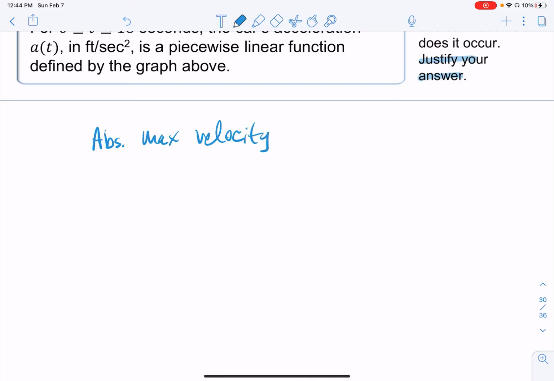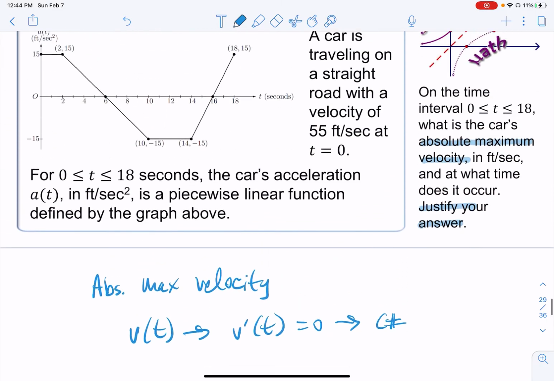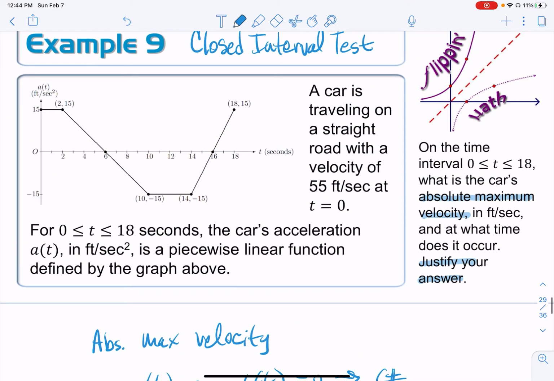Which means that you need a velocity equation that you can take the derivative of, right? So if you have the velocity equation, you take its derivative, v prime of t, and set it equal to 0 in order to find your critical numbers. I'm going to do all of those things, but just using the graph that's right up here. The graph is of a of t. So what do you have to do to a of t to get a velocity equation? You have to take its antiderivative.